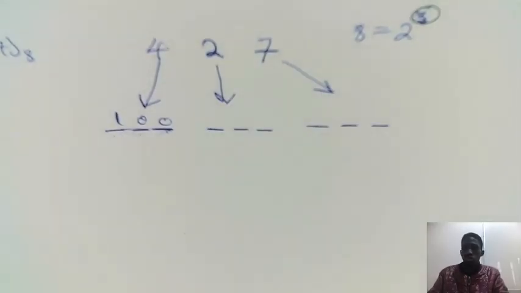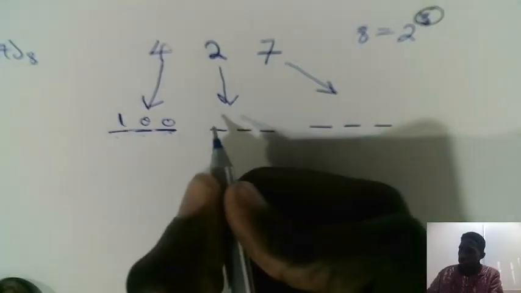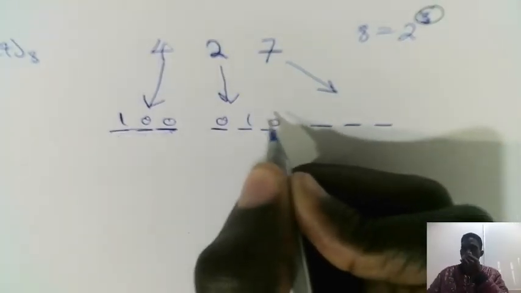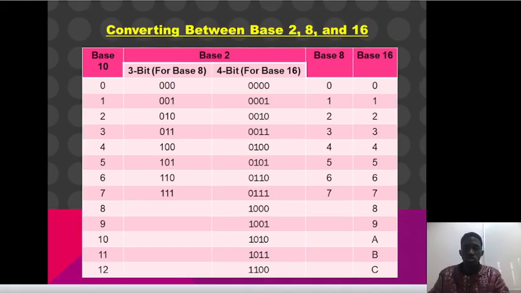For 2, let's check the corresponding 3 bits. So 2 in base 8 corresponds to 010 in base 2. And what about 7 in base 8? What does that correspond to? 7 in base 8 corresponds to 111. Those are the 3 bits for 7 in base 8, 111.